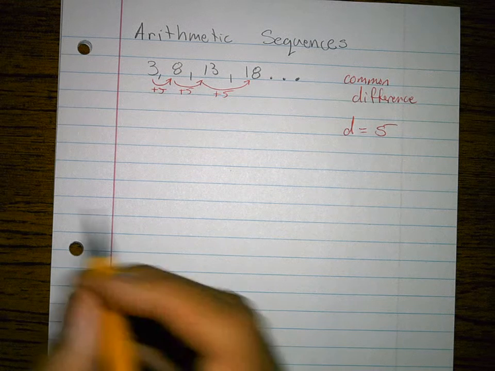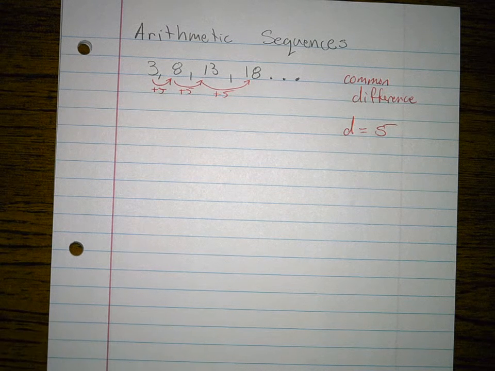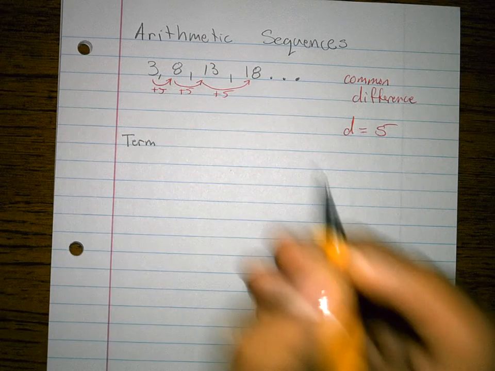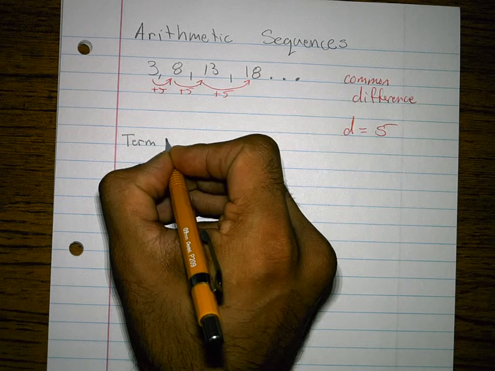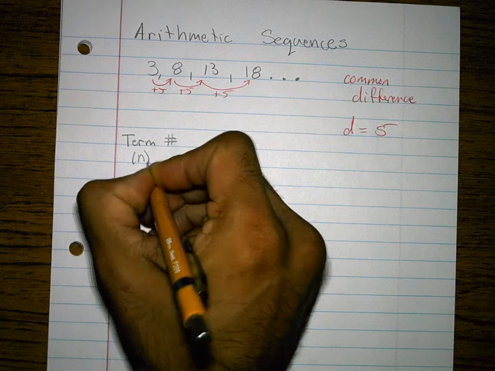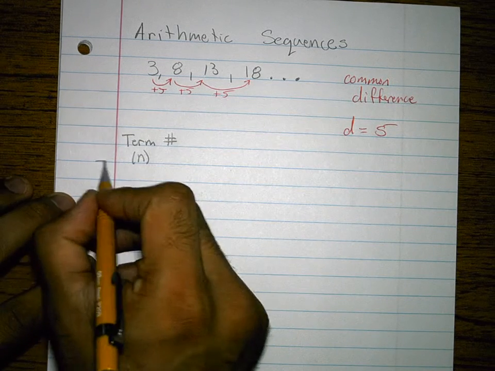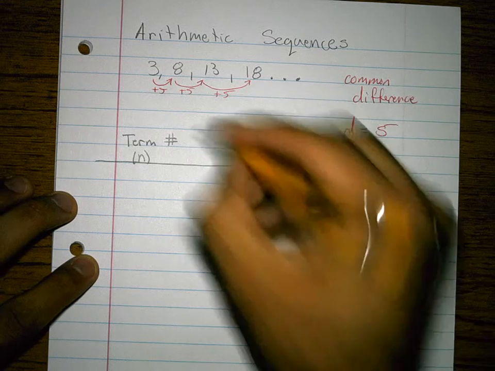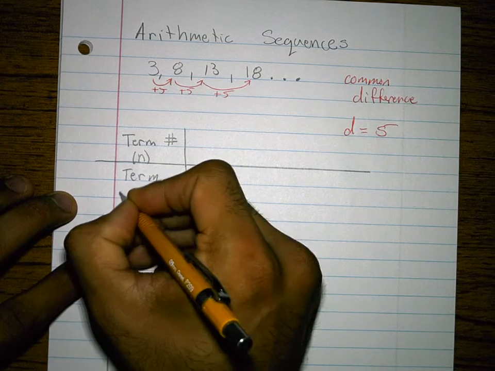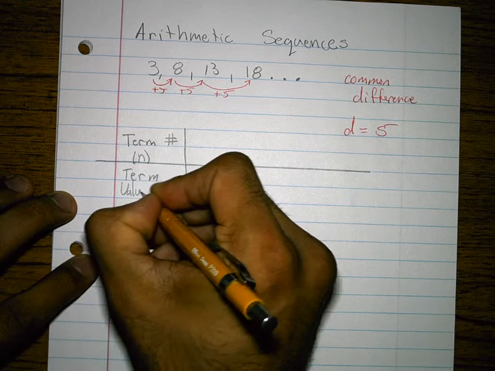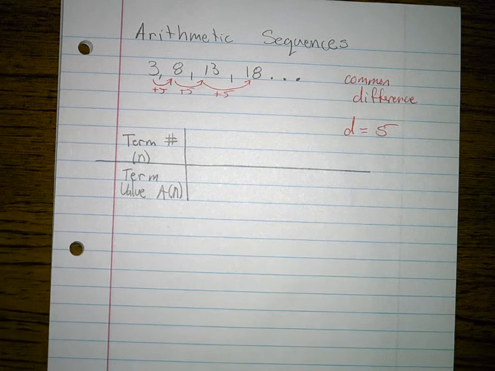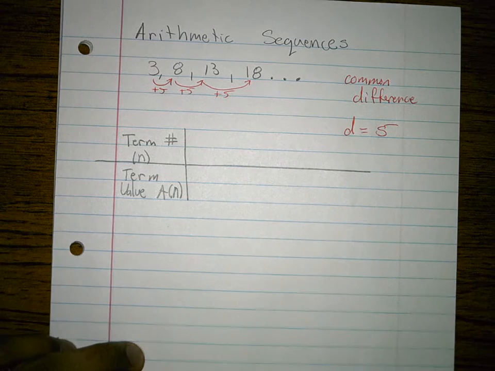So you have an issue of term numbers and term values. So let's make a chart out of this. I'm going to call this the term number, and that's what we're going to use as n. That's the notation that we use for that. And then there's the term value, and we use the function notation, a of n, for that. I'll give you some more explanation on that in a second here.